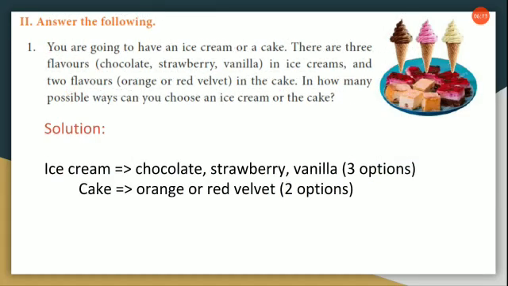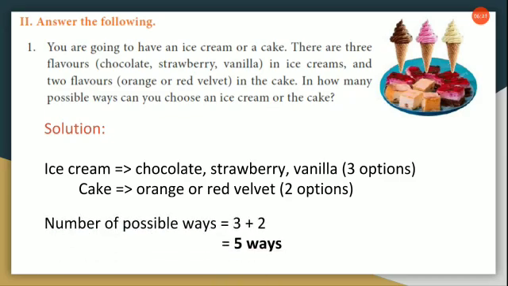First, ice cream has 3 choices. You just list those choices. And then cake has 2 choices. And in the next step, the number of possible ways is equal to 3 plus 2, which is equal to 5 possible ways. Okay, that is the answer. Shall we move on to the next one?